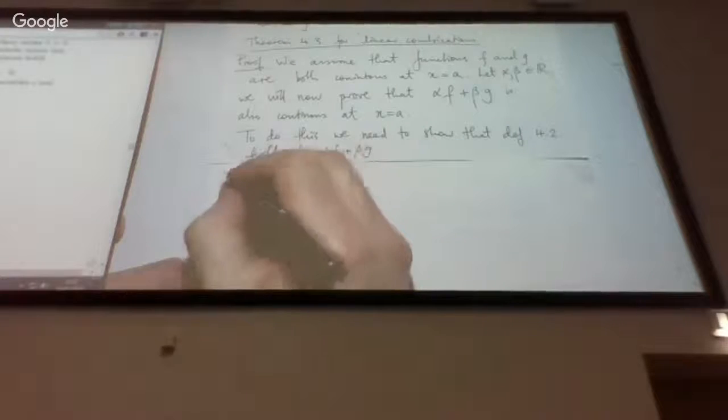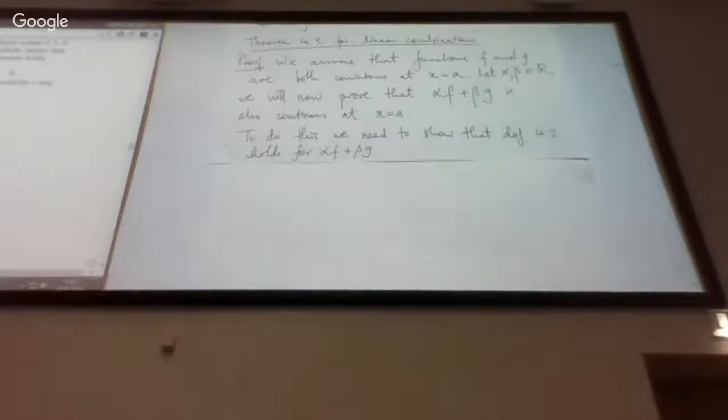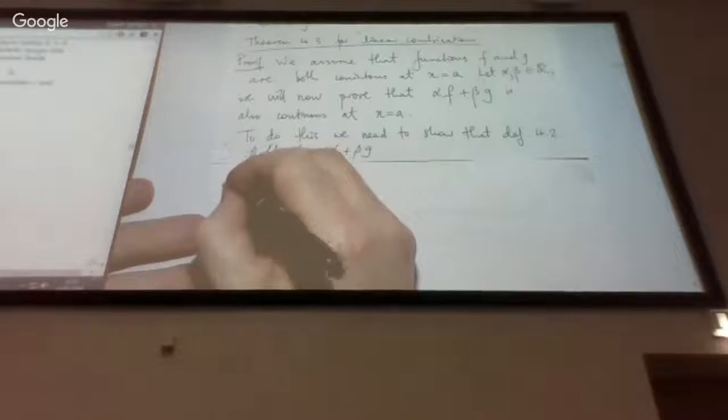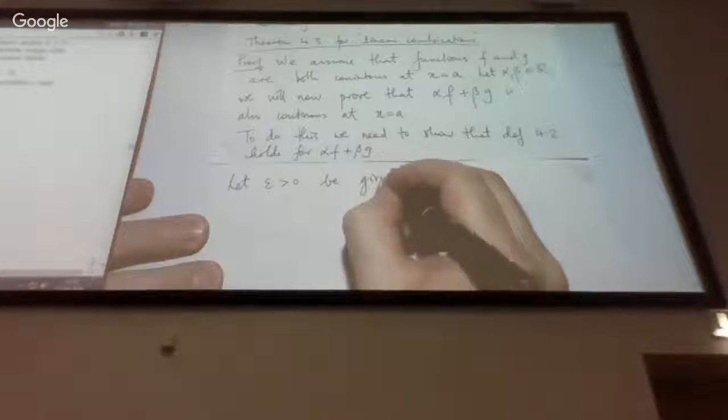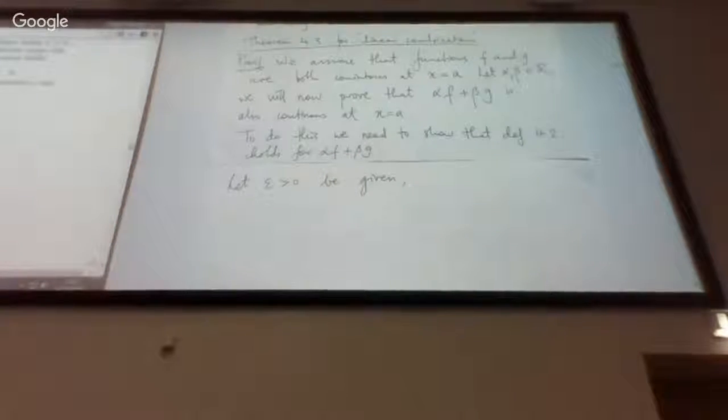So, let's see, the formal definition says for every epsilon, it must be possible to find a delta. What we do is we let epsilon greater than 0 be given. So we consider a positive value epsilon, and now we have to find the delta. Now I won't just magic it out of thin air. First of all, we'll look at the inequality that the delta has to say something about.